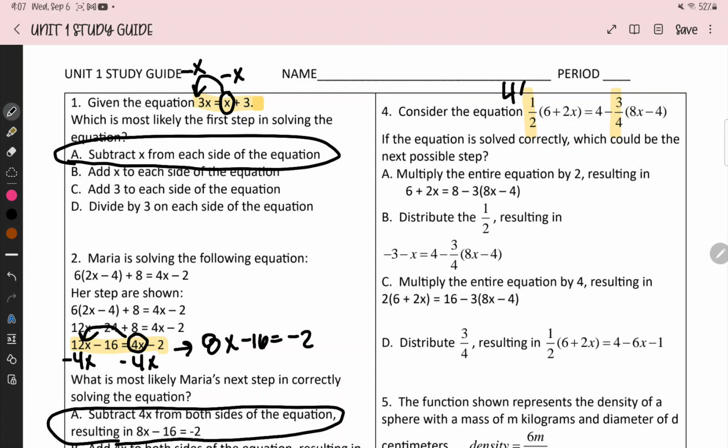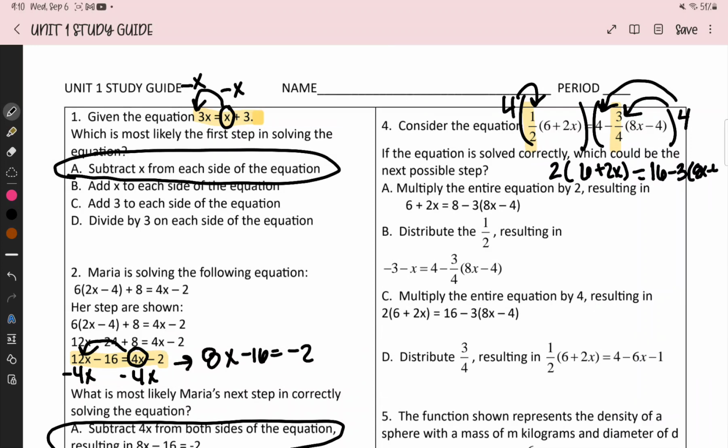If I did that, I need to know what it would look like. I just have to multiply, and here I have 2 different terms, so I'd have to multiply twice. I would have 2 times 6 plus 2x equals 4 times 4, which is 16, minus 3/4 times 4, which is 3, up against 8x minus 4. All right, and that'll be 8x minus 4 there. So if I look here, this matches exactly with C.